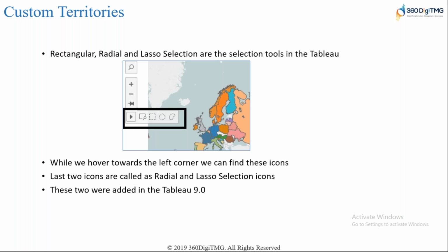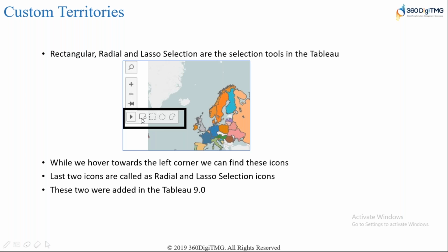Okay, next concept is creating a custom territory in Tableau, which we will do by using these selection tools. The moment you hover the mouse pointer on a map, you will get the map search icon on the top. Then these are map options. Plus is to zoom in, minus is to zoom out. And there is a pin icon and there is an arrow mark.